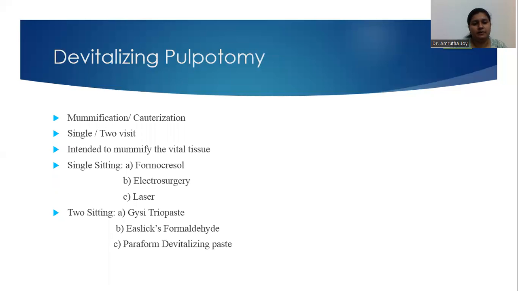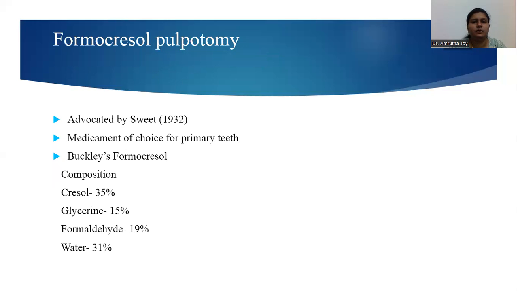In the single visit pulpotomy, the agents used are formocresol, electrosurgery, or laser. In 2 sittings, we can use glycine paste, formaldehyde, paraformaldehyde, or devitalizing paste. First, we will discuss single sitting formocresol pulpotomy. This was advocated by Sweet in the 1930s. According to Sweet, pulpotomy was performed in multiple visits, but later studies limited it to single or 2 visit pulpotomy.